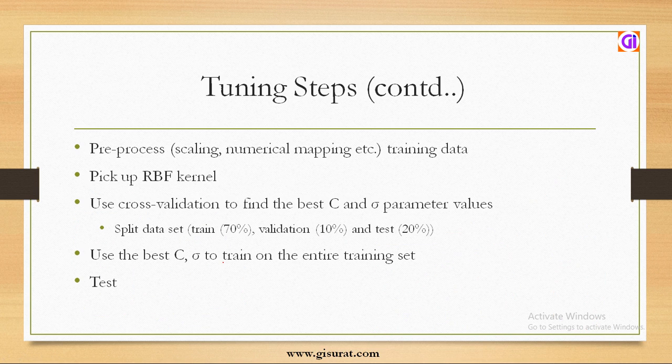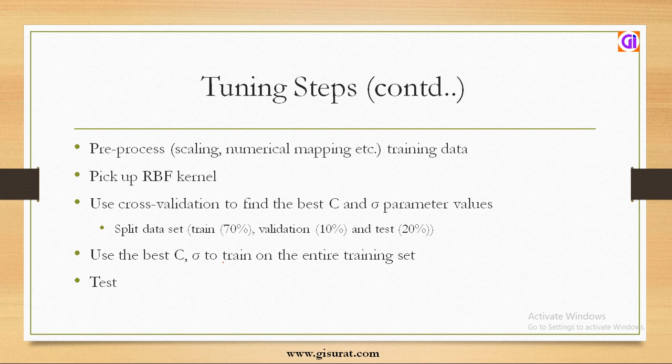Now finally, these are the steps we have to follow when we deal with SVM. First, preprocessing, like scaling and numerical mapping. Pick up the RBF kernel. For that we have to divide the data set into training, testing, and validation. Then choose some value of C and the kernel parameter. What are C and the kernel parameter? C is a complexity parameter, and the kernel parameter depends on the kernel function.